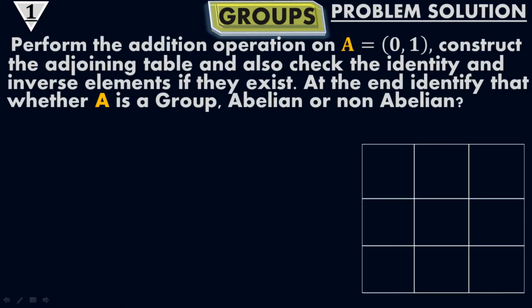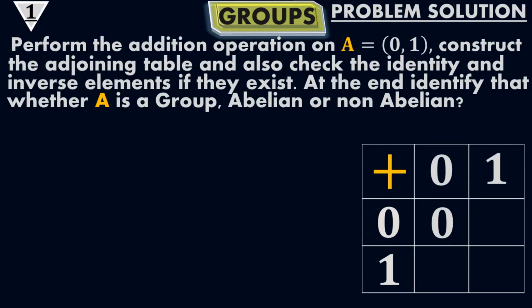Let's go for it. First, to construct the adjoining table with the addition binary operation. So the elements of set A are 0 and 1. Here we have 0 and 1. So 0 plus 0 equals to 0. 0 plus 1 equals to 1. 1 plus 0 equals to 1. 1 plus 1 equals to 0. There we got the adjoining table with the addition binary operation. Remember, we have to use addition binary operation. Therefore, I put addition here.